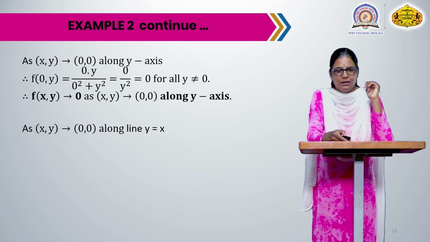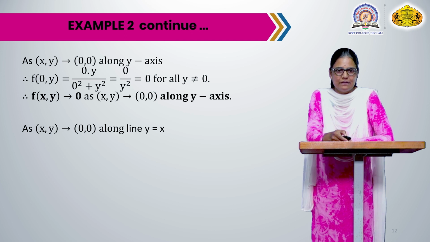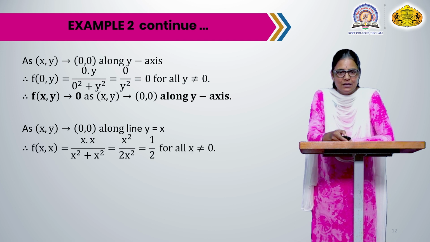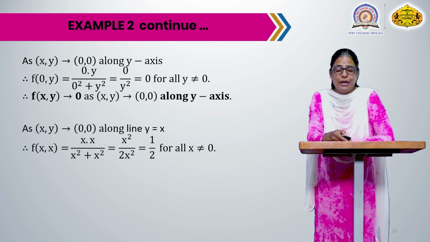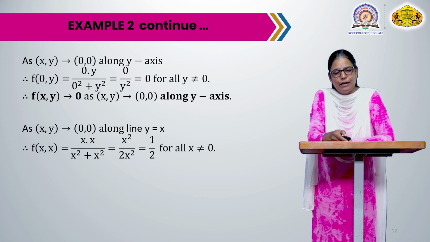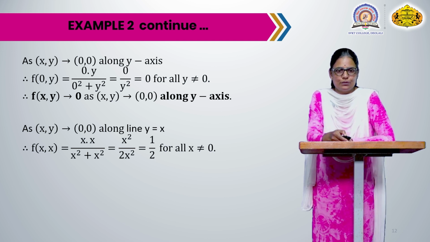So now here I consider another path, which is a straight line y equals x. As (x, y) approaches (0, 0) along the line y equals x, first we have to find the functional value along this line. That can be found by putting y equals x. So the first step is to put y equals x here.